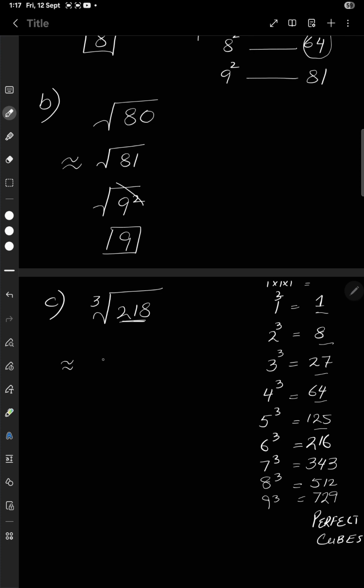तो 218 के पास है नंबर 216, और 216 किसका क्यूब है, 6 का क्यूब है. And as this cube root will see the cube, it will eat it, and the answer will be 6. तो अगर मैं 218 का क्यूब रूट देखूं तो my estimation is answer will be near to 6. Answer will be near to 6. अगर मैं कैलकुलेटर से भी इसका आंसर निकालूं, answer will be near to 6.